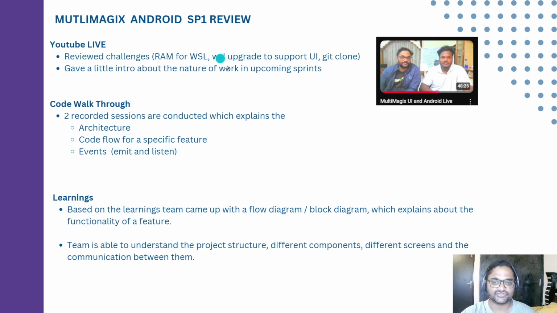A few faced issues running Android Studio, so we did a WSL upgrade. And a few faced issues with the Git clone. It's because on the WSL subsystem, even though you configure Git, the version of Git that is installed only supports SSH and does not support HTTP. So we have to create SSH keys and upload them to your GitHub account, and from there you can go through the cloning process much better.